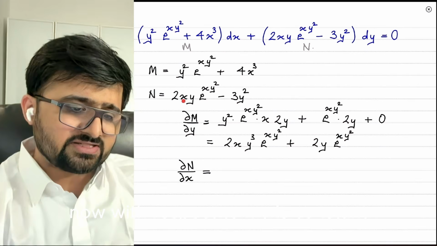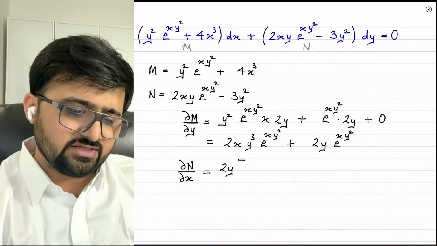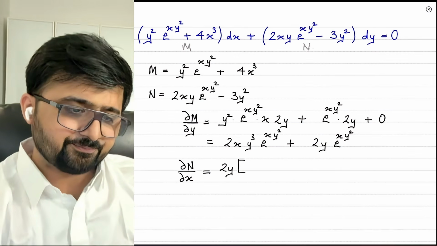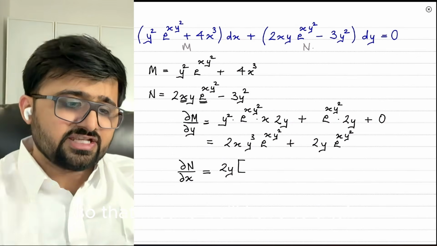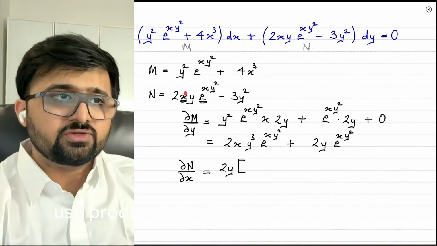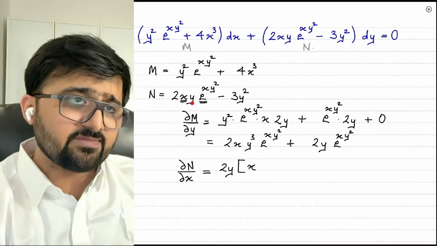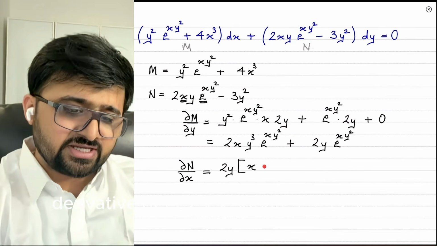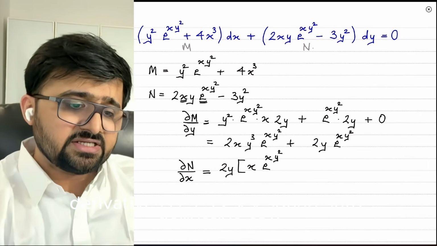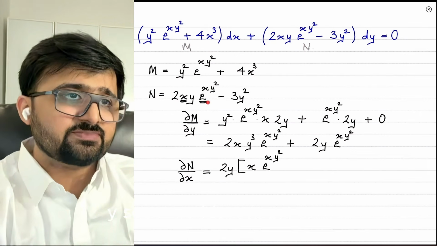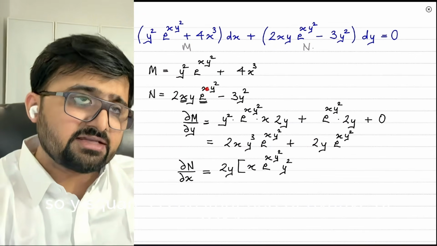Now with respect to x, y is constant. So this 2y is constant. So we can write it the way it is, 2y. Let's put a bracket. And we have x into e raised to xy square. So that means we'll have to again use product rule or UV rule in x and e raised to xy square. So first we'll keep x the way it is. Derivative of e raised to xy square is e raised to xy square into derivative of xy square with respect to x. y is constant. So y square is constant and derivative of x is 1.